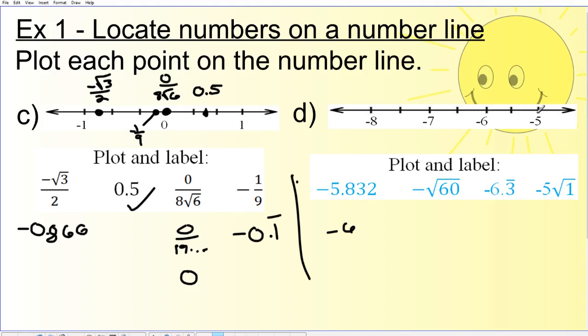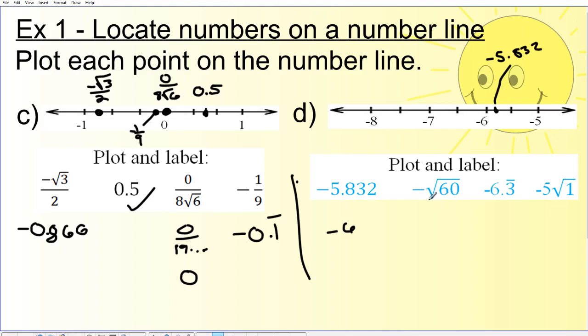So if this is my span, I know -5.8 is going to be more on this side over here. Now, technically speaking, this would be -5.5. It's halfway between the two. -5.5 is here, so -5.8 would be even a little bit closer than halfway. So I'm going to say right about there. -5.832 is there.